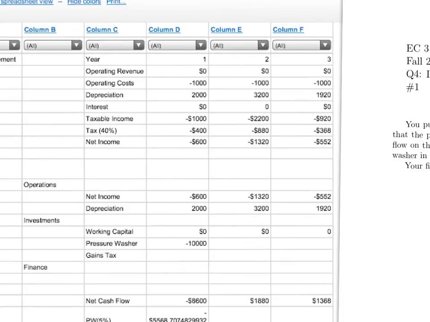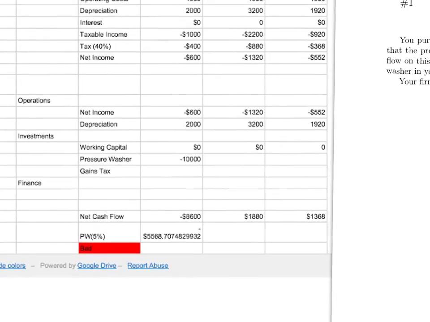Now, we can go down to the bottom to get to net cash flow in each of these years. And all you're doing is adding all these guys up. The only thing that's a little bit funny is the gains tax. So what you're doing is taking negative 600 plus 2,000 minus 10,000 in order to get the net cash flow in that first year. And you're doing similar things over in years 2 and 3.